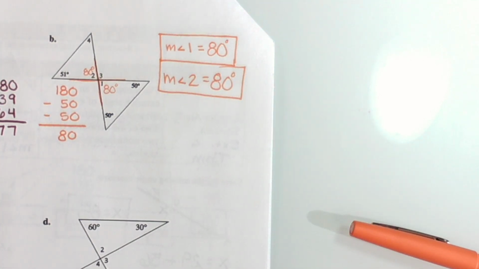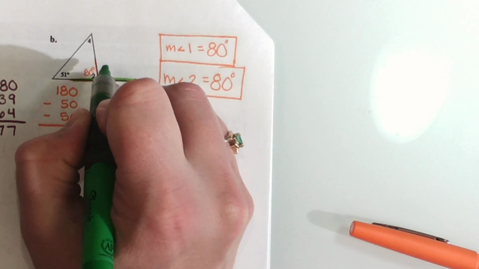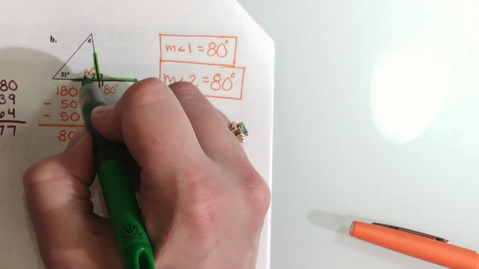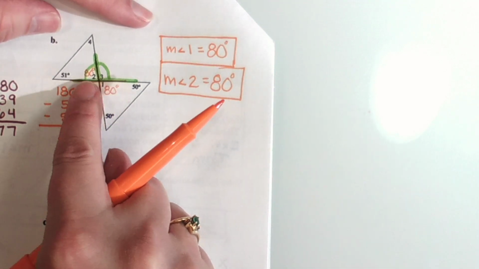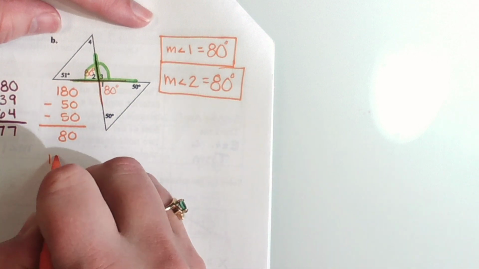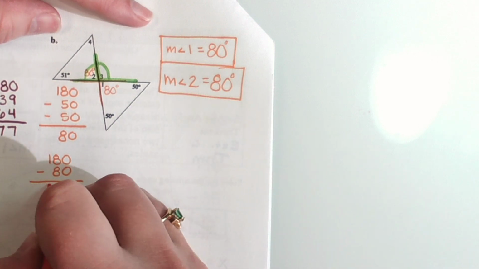Angle 3, I have a couple of options. I can use the fact that it's an exterior angle, therefore it's the sum of the non-adjacent interior angles, or I can use the fact that it's a part of a straight angle. For example, this straight angle. Straight angles add up to 180, therefore those 2 angles add up to 180. So it's 100, because 180 minus the 80 I know would give me 100.